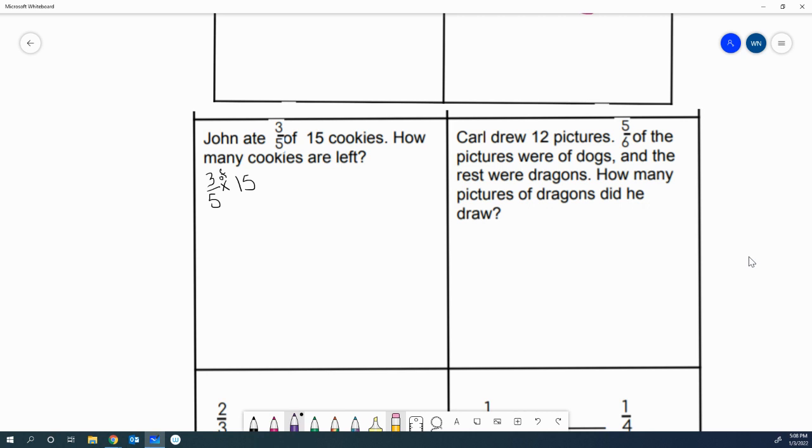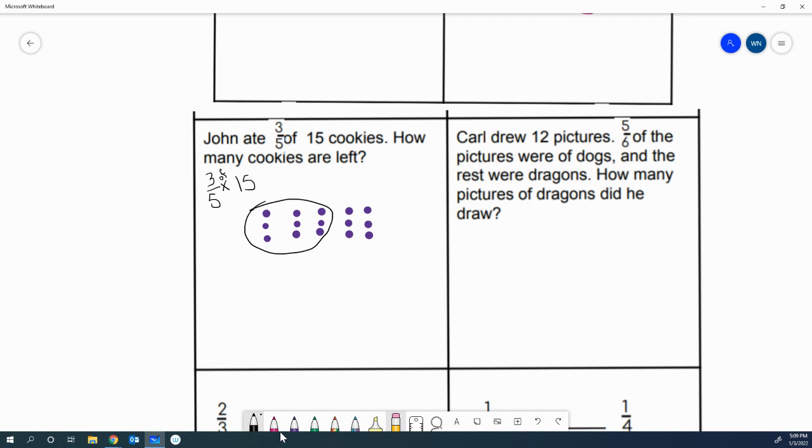So I know I want to divide it into 5 groups. So there's an equal number of cookies in each of those 5 groups. So I've got 1, 2, 3, 4, 5, 6, 7, 8, 9, 10, 11, 12, 13, 14, 15 cookies divided into 5 equal groups. And we want to circle 3 of those equal groups. 1, 2, 3. I can see that John ate 3/5 of the cookies, but look.